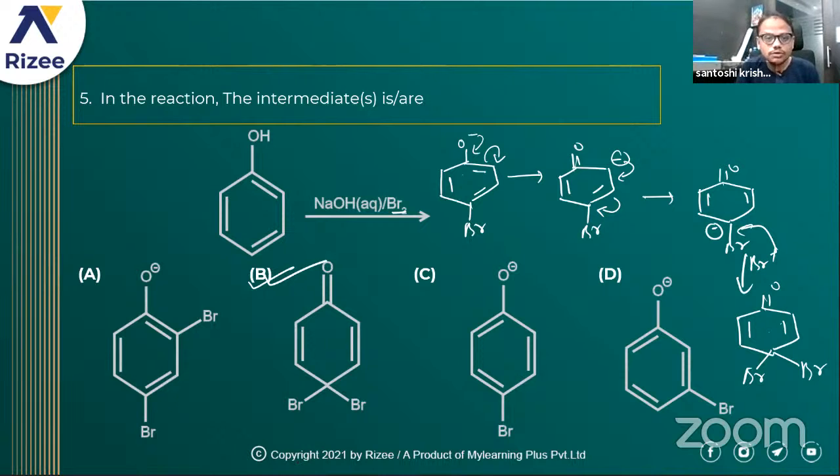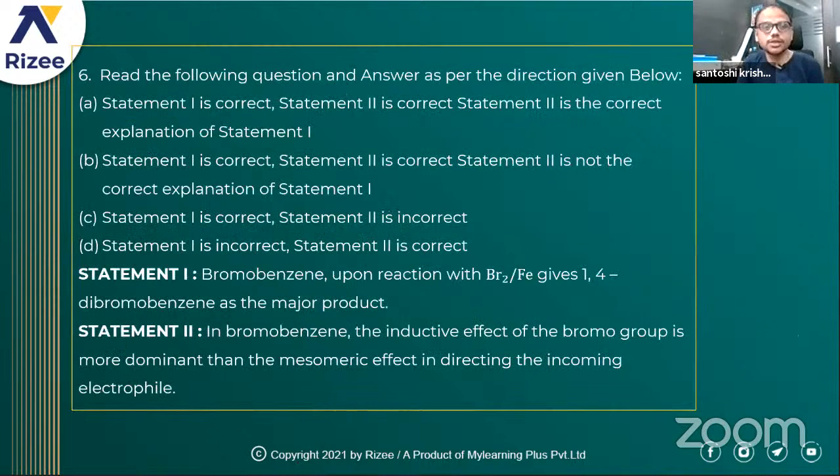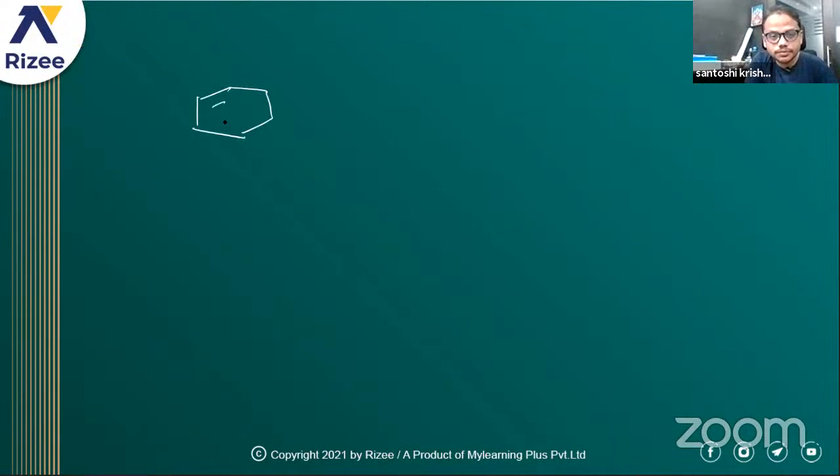Next, read the following question, answer as per the direction given below. Some statements are given: bromobenzene upon reaction with bromine in presence of iron gives 1,4-dibromobenzene as the major product. Generally, bromine on a benzene is a minus I group, but a plus M group. Now, when the two effects, the inductive effect as well as the mesomeric effect, take place simultaneously on a molecule, then the mesomeric effect predominates over the inductive effect.